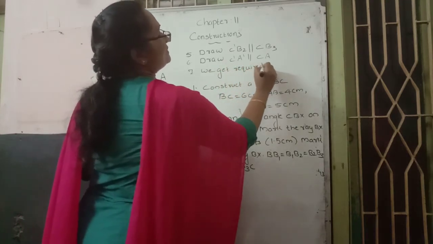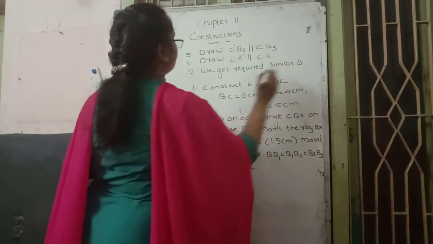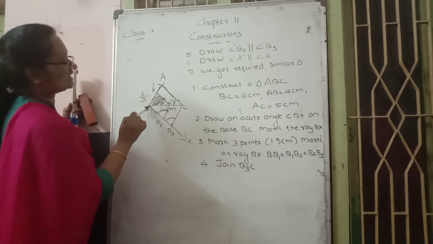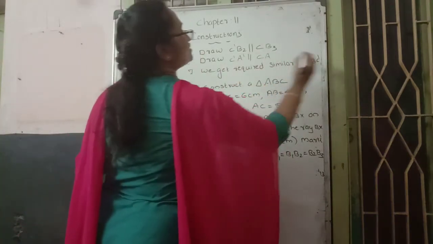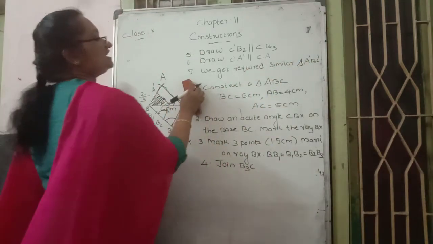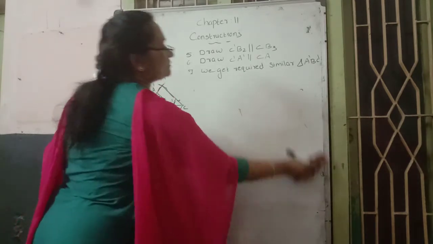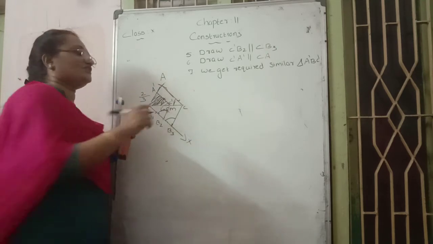the required similar triangle, which is a similar triangle. A dash B C dash is our similar triangle. We get A dash B C dash similar triangle. This is our procedure. Sometimes in the question they ask for justification also.